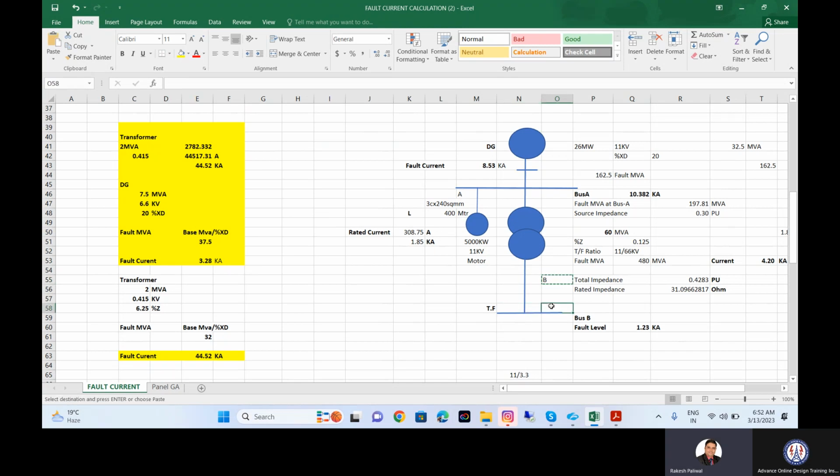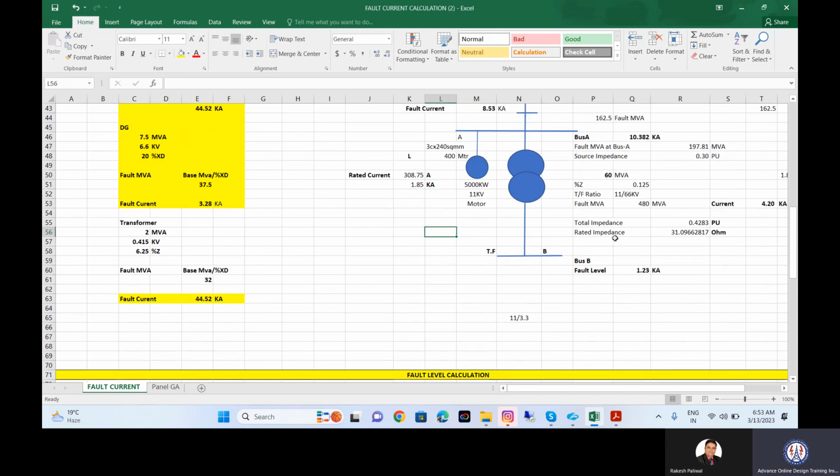At bus B, we will consider all three: DG, motor, and transformer, sir. Yes. We need to understand which current is basically contributing. Okay, sir. If we are able to understand this, then only we can find out the current correctly. Yes, sir. Okay, suppose there is a motor here. Okay, let me tell you. At 66 kV, there is no motor available.